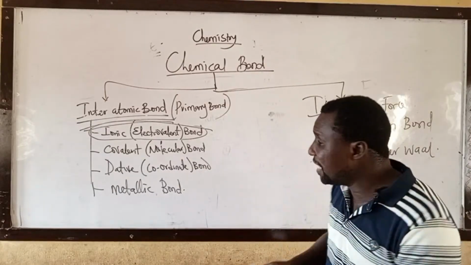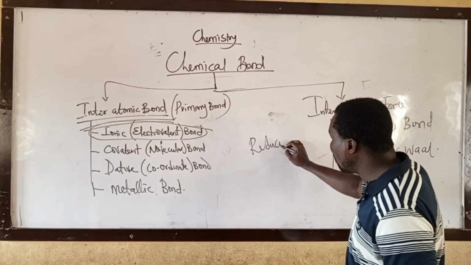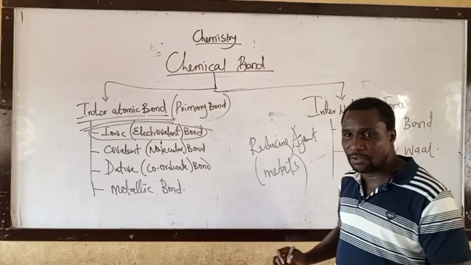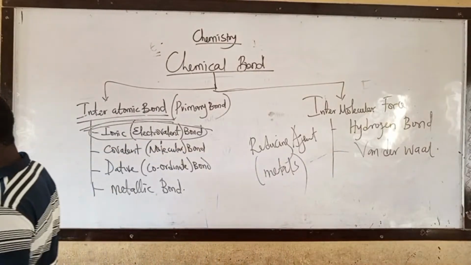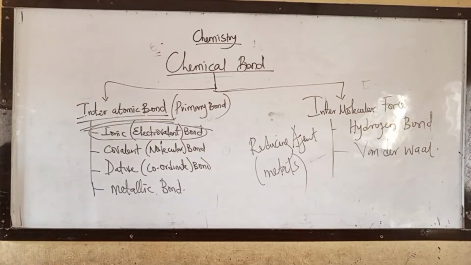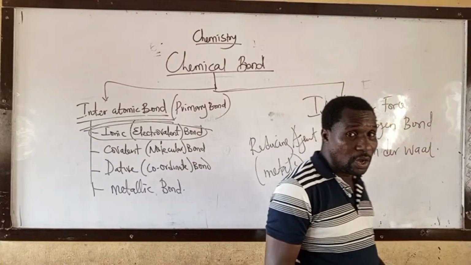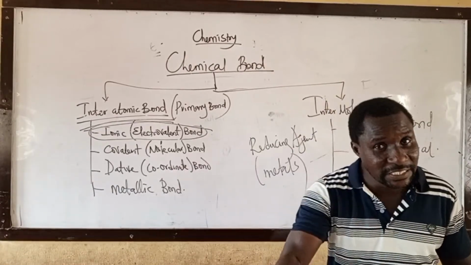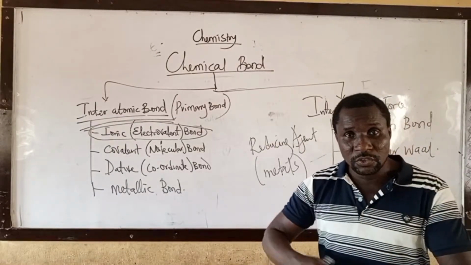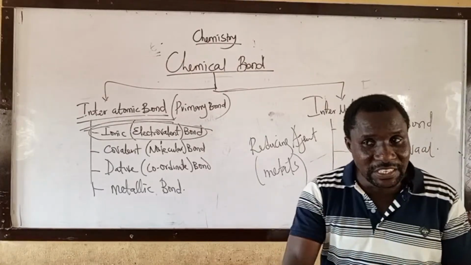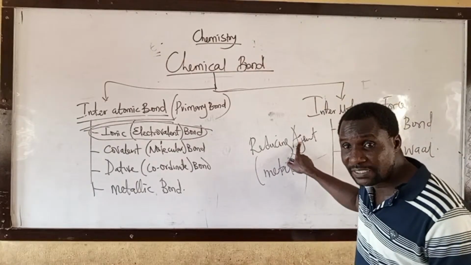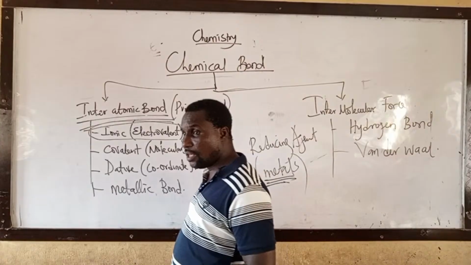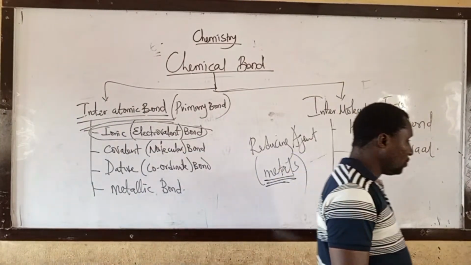Write it down: the atom that is losing electron is called the reducing agent, like the man losing money. Transfer of money: someone will be losing money, someone will be gaining the money. The same thing, transfer of electron. The atom losing electron is called the reducing agent, which are metals.